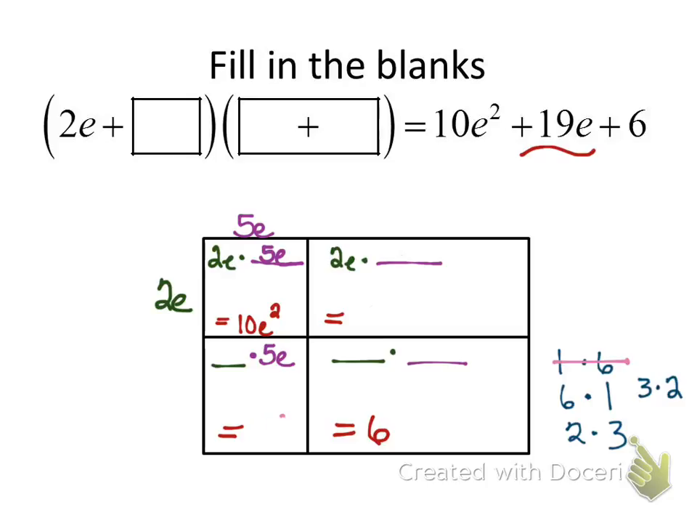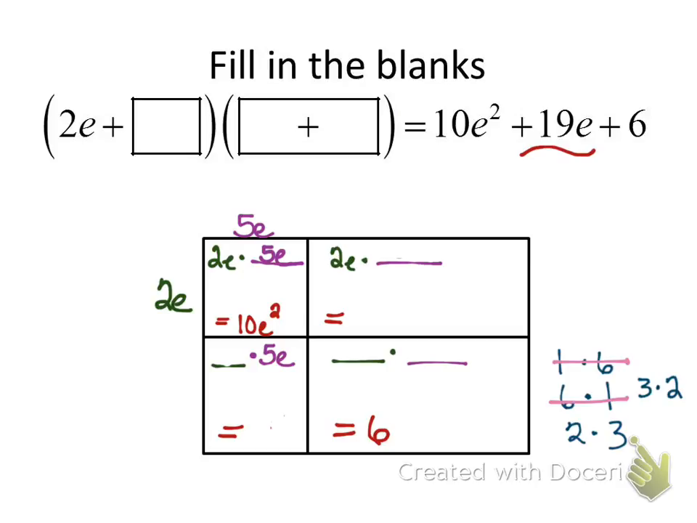So what's the second set of numbers I have? 6 and 1. Okay, so let's plug in 6 and 1. So 2e times 6 is 12e, and 1 times 5e is 5e. Does 12e plus 5e get me the area of 19e? No, it's going to be 17e. That doesn't work. I truly believe if you can make it through this lesson, this is the hardest lesson you will do this trimester. So now let's try our next number on our list.